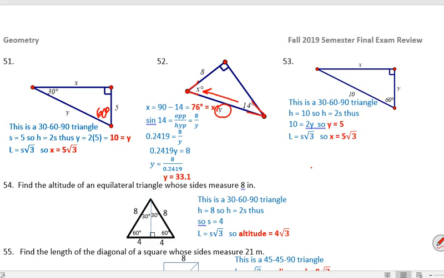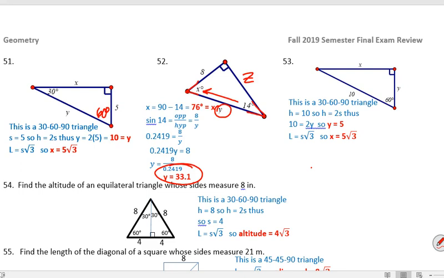It was the sine of 14. So we did the sine of 14 is equal to 8 over y. And then we can go ahead and solve for y, which would be 33.1. Now we could solve for another value here. Let's say we had z here, by doing a squared plus b squared equals c squared.